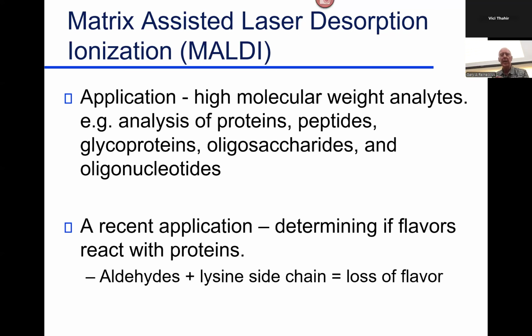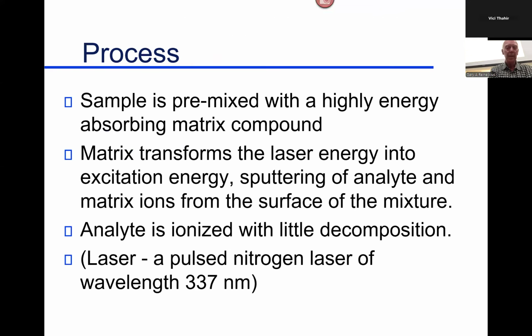And that's used on very high molecular weight molecules, things like proteins, peptides, glycoproteins, oligosaccharides. Basically they need that MALDI. They need that matrix to blow into pieces. So that's what's used in forming ions for large molecules. A recent application of this technique came in my area: do flavor molecules chemically bond onto proteins? Is that where my flavor went? Part of my flavor got chemically bonded on. So this is a technique that I find very, very useful. I'll show you some examples of that a little later on.